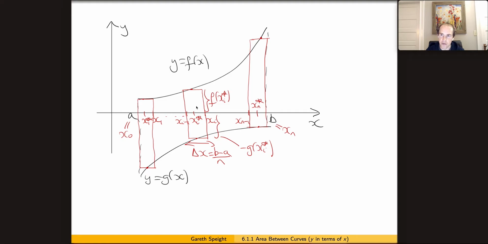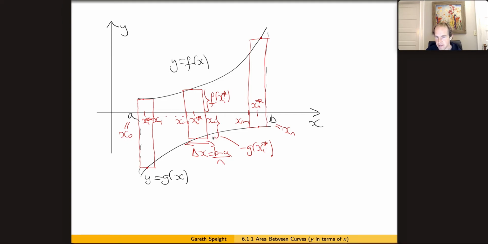And now we have a rectangle, and there's going to be a top and a bottom of a rectangle. So we choose the height on the top part of the rectangle to be the value of f at x i star. So here is f of x i star. And then we choose the height on the bottom of the rectangle to be this distance to the curve g. And here, because g is negative, the distance to the curve g has to be positive. It's going to be minus g of x i star.